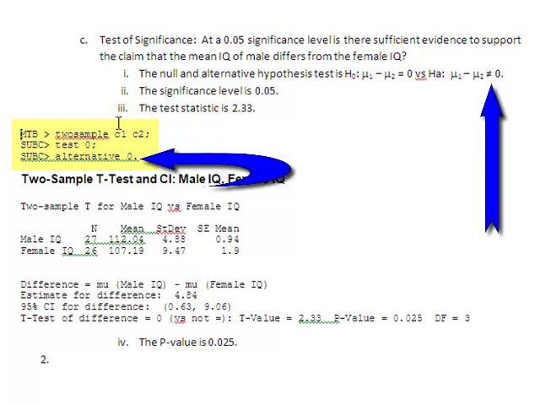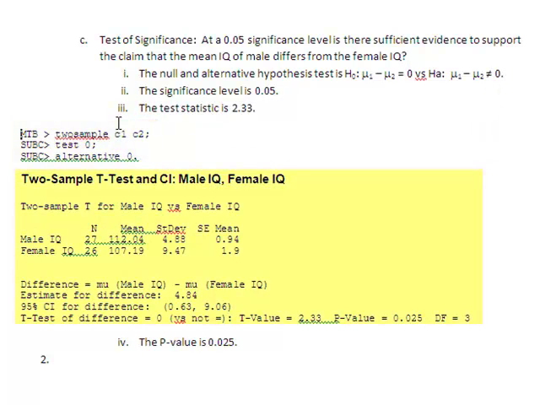And out popped my MINITAB output, and I found my test statistic, which is 2.33, and the p-value, which is 0.025. Now I'm ready to do part 5, which says, do I reject or not reject? Well, since my p-value is less than my alpha, I'm going to reject the null hypothesis.